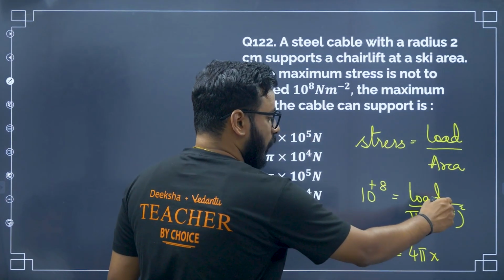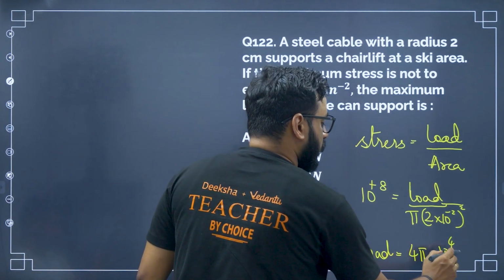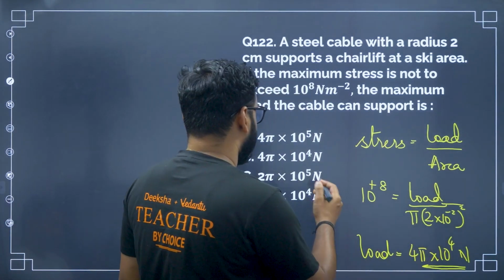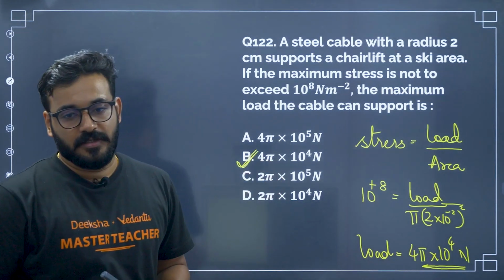10 to the power minus 4, minus 2 whole square, minus 4 into 10 to the power 8 is 10 to the power 4. So this is the correct answer: 4 pi into 10 to the power 4 Newtons. Option B is the correct answer.